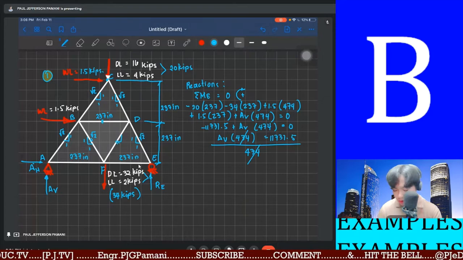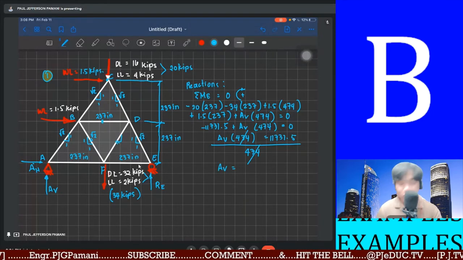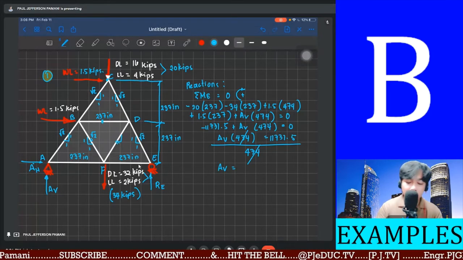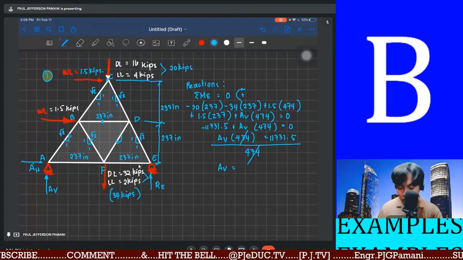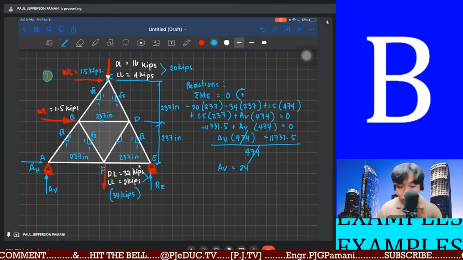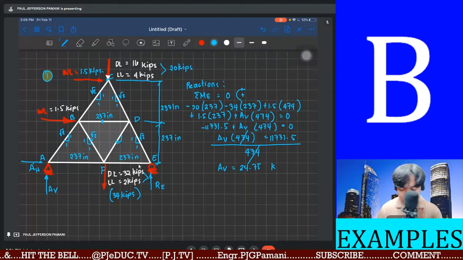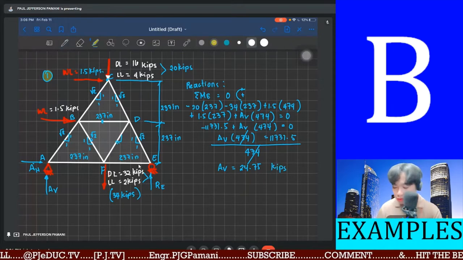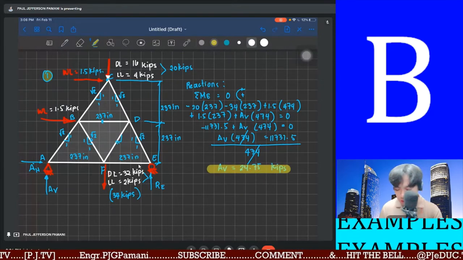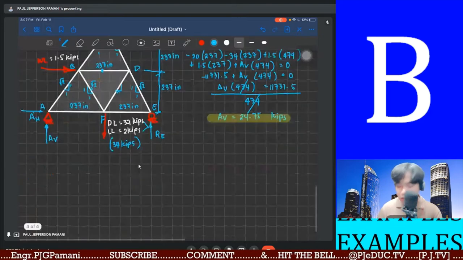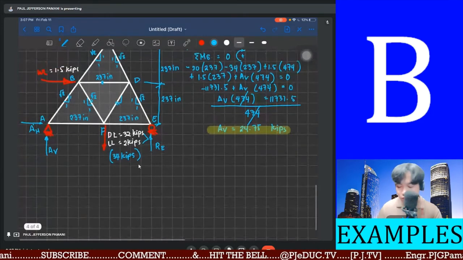To cancel, we have the vertical reaction at the hinge support of 24.75 kips. So, yun na yung ating vertical reaction. Para mas madali, bakuhan na natin kaagad yung reaction at the roller support.